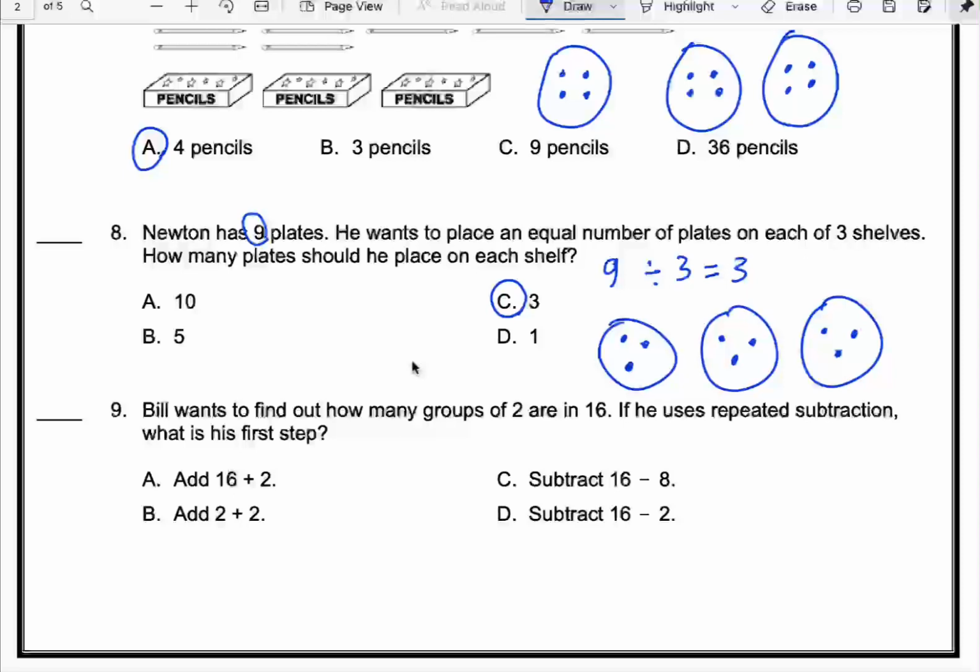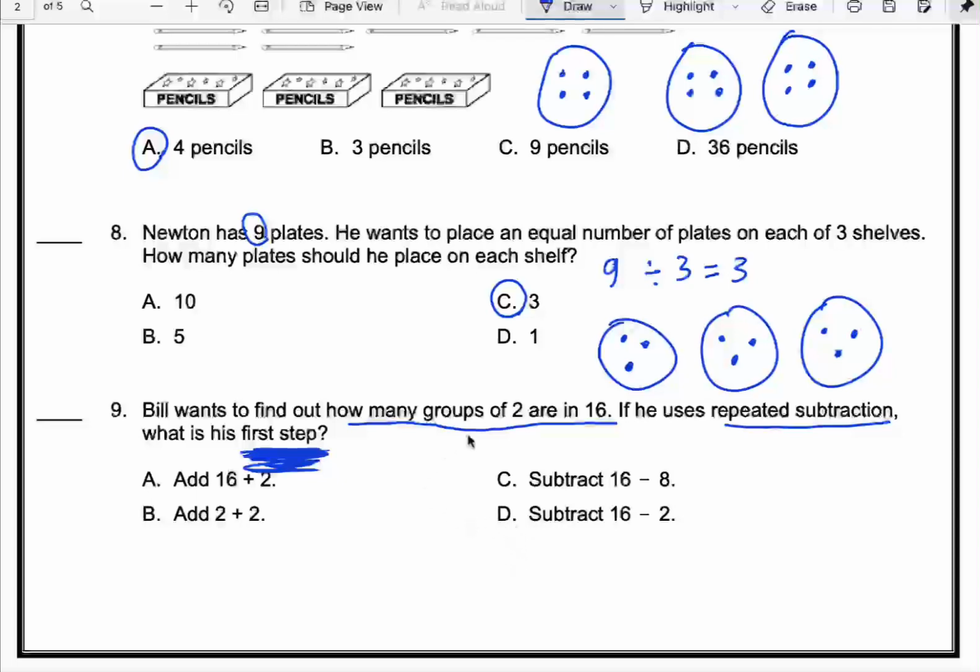Abdurrahman Abu Dagga. Yes, teacher. Go ahead. I want to find out how many groups of 2 are in 16. If he used subtraction, what is his first step? Of course, he adds 16 to 2. Okay, let's see.